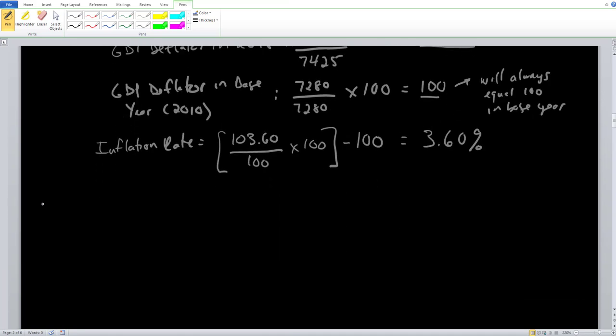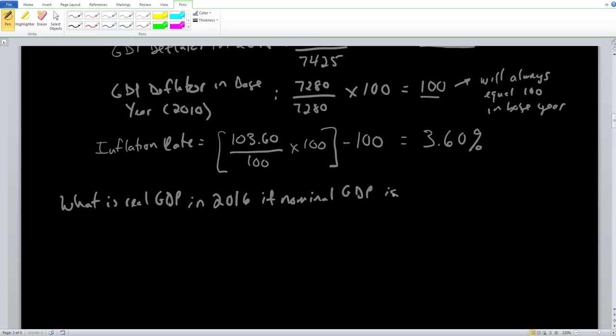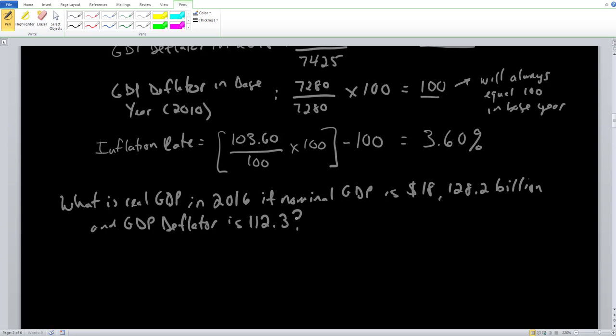So here, second example, we can ask: what is real GDP in 2016 if nominal GDP is 18,128.2 billion, so roughly about $18 trillion, and the GDP deflator is 112.3? So do we have enough information to convert this nominal value into a real value?